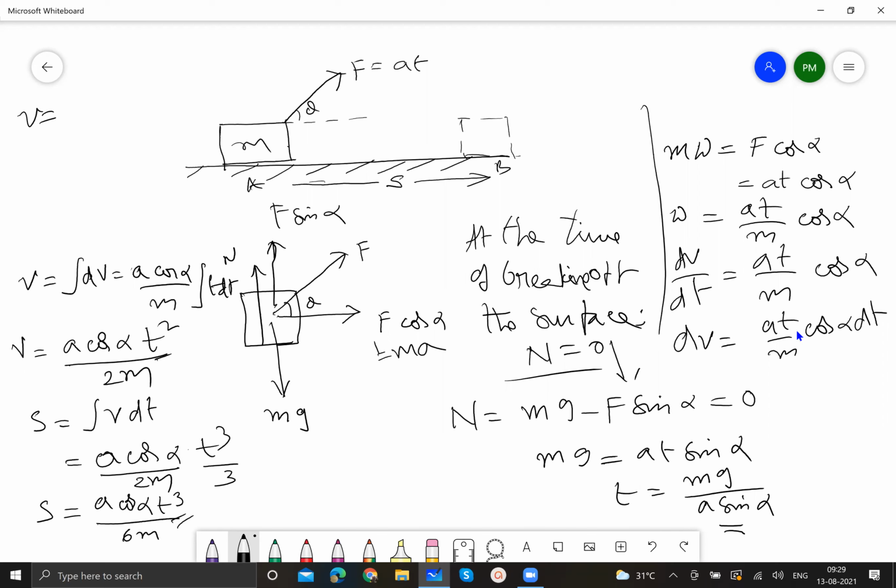So T will be mg square cos alpha by 2A sin square alpha. I can confidently say all Irodov problems are error free, I can say 99.99 percent.